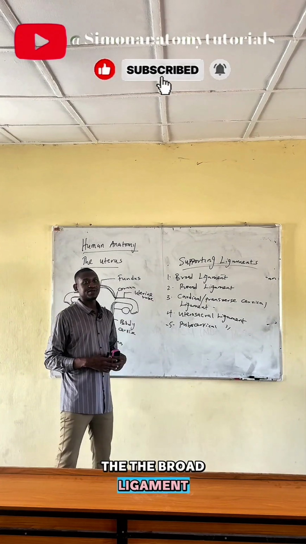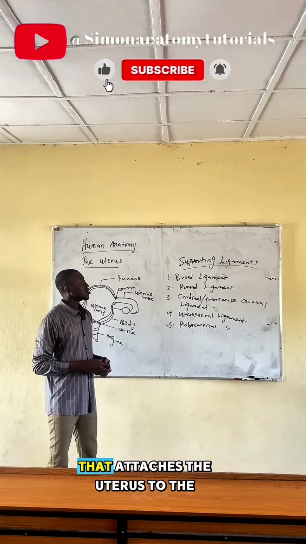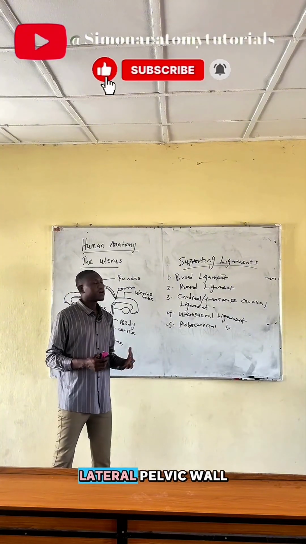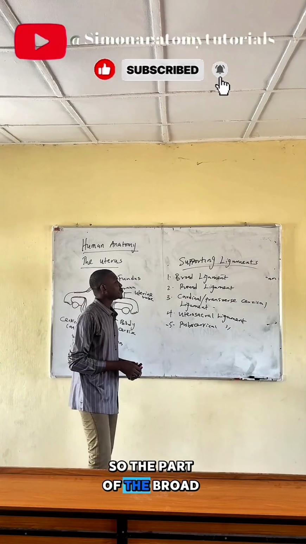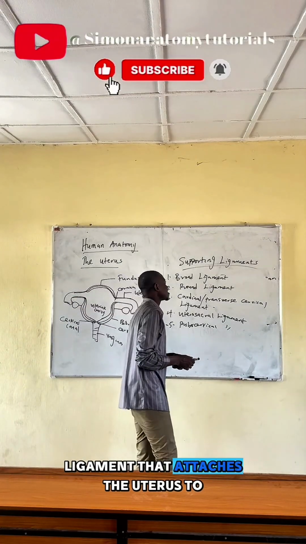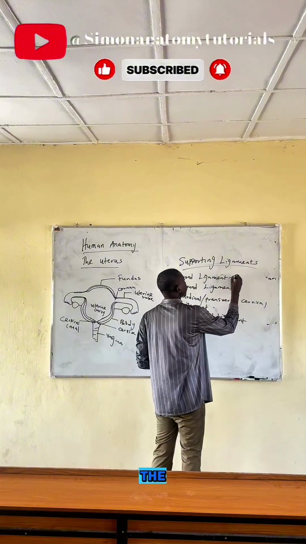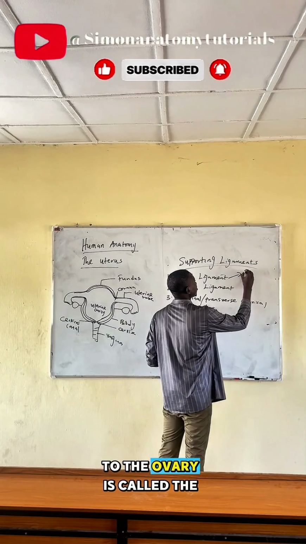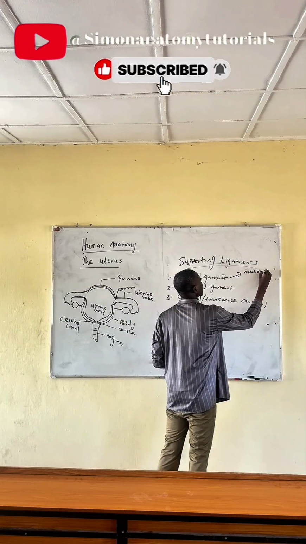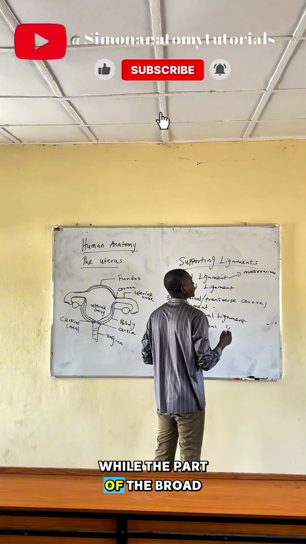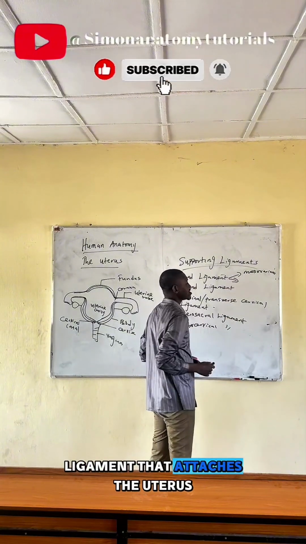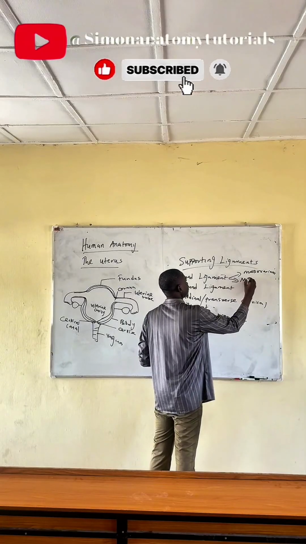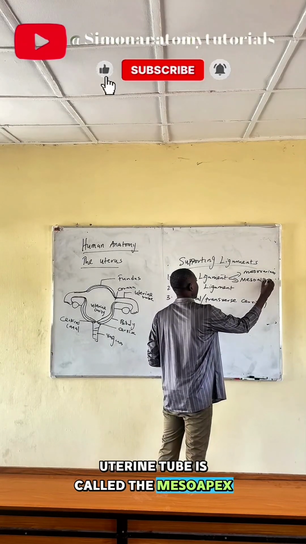The broad ligament is a fold of peritoneum that attaches the uterus to the lateral pelvic wall. The part of the broad ligament that attaches the uterus to the ovary is called the mesovarium, while the part of the broad ligament that attaches the uterus to the uterine tube is called the mesosalpinx.